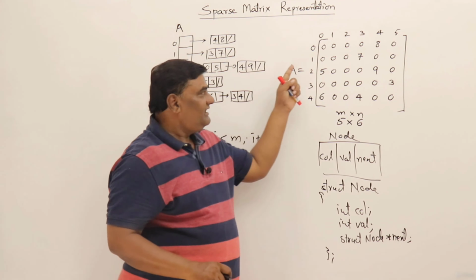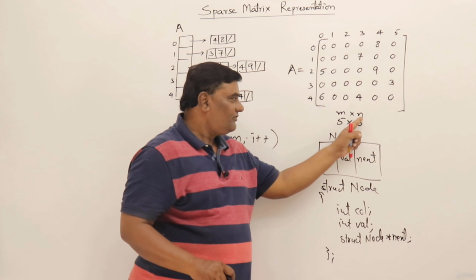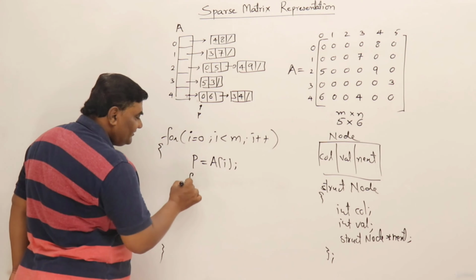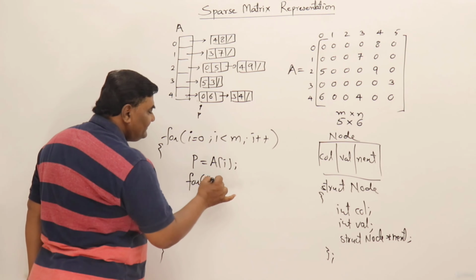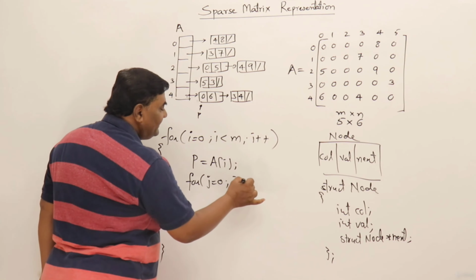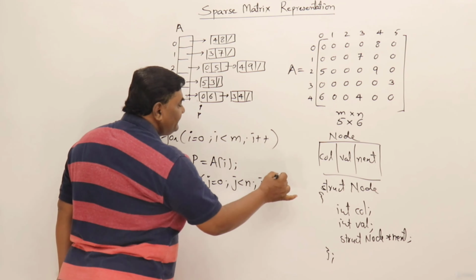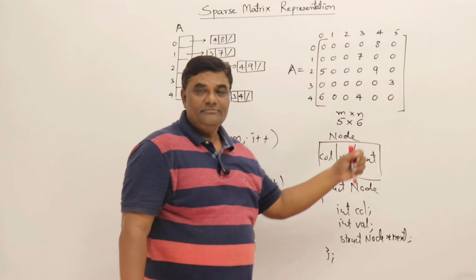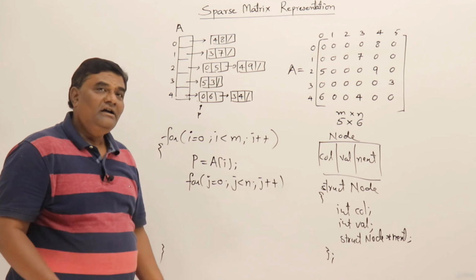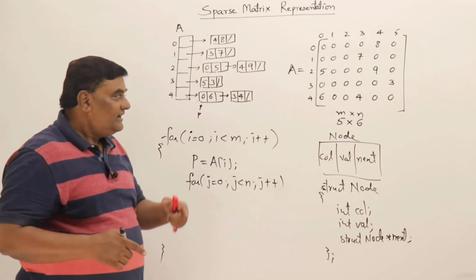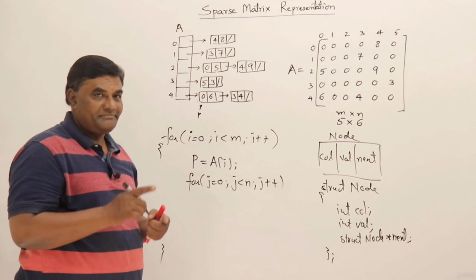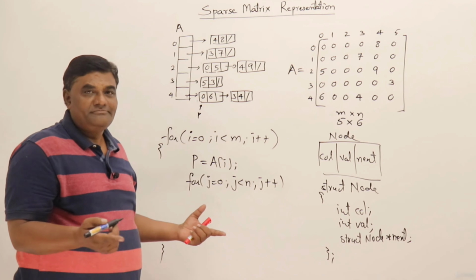For displaying all the elements in a row, I should repeat it n times. I want to display zeros also. So for that, take one more for loop: for j assign 0, j is less than n, j plus plus. This will repeat a total of n times, equal to the number of columns. Then at each column, I should check whether it is a non-zero or zero element. If it is non-zero, I should print the element. If not, I should print 0.